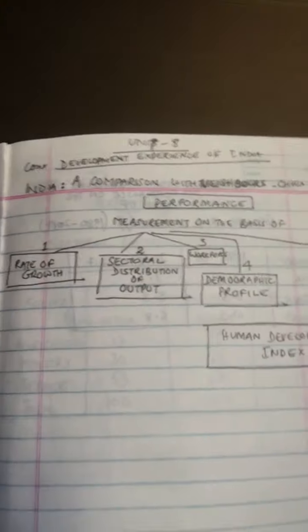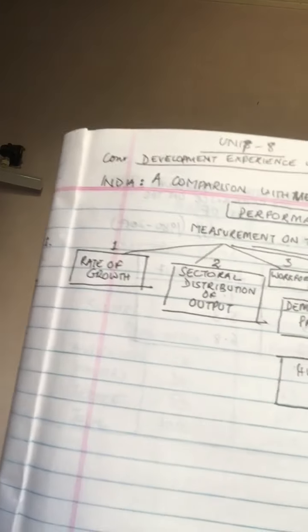That is GDP, we're going to talk about their sectoral distribution of output, then workforce, then we will be doing the demographic performance, and we will talk of all these, say China, India and Pakistan, about the Human Development Index. Just go through this. So this is what we are going to do for some time.